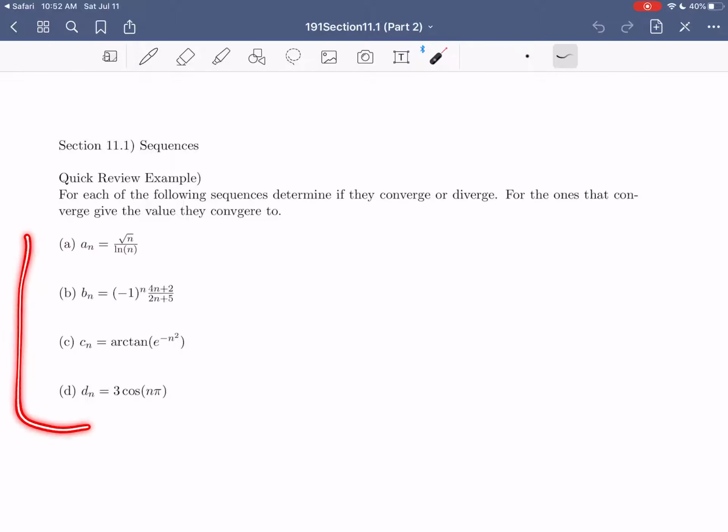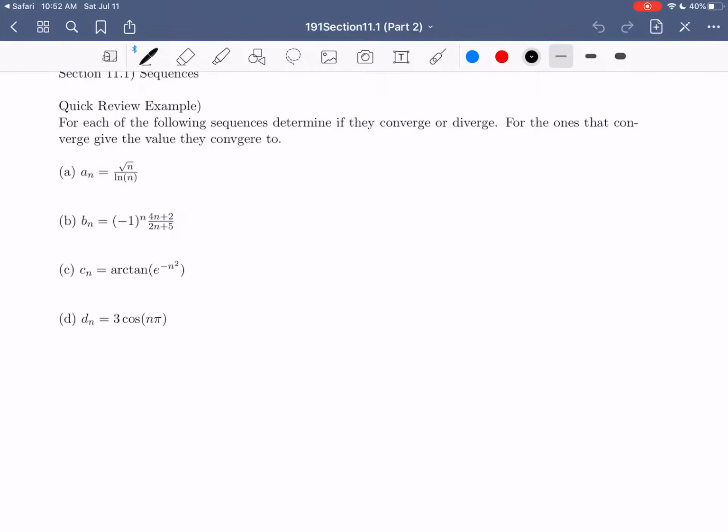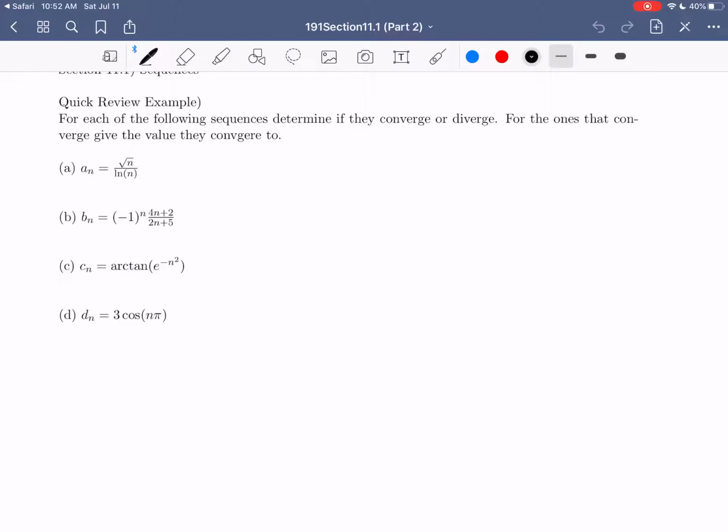So to start off with here, we've got 4 sequences. We're just going to try to figure out if each of these converge or diverge. And of course, for the ones that converge, we want to be able to give their limit. So for A here, we've got a_n equals square root of n over ln of n. You'll notice that I'm omitting the starting spot.